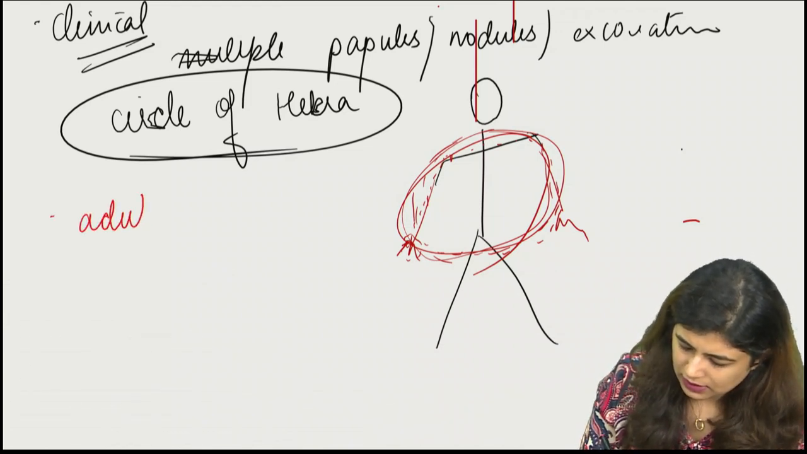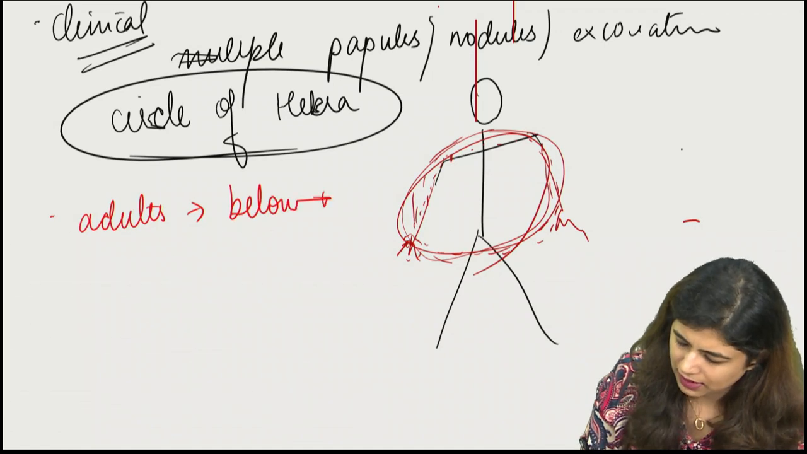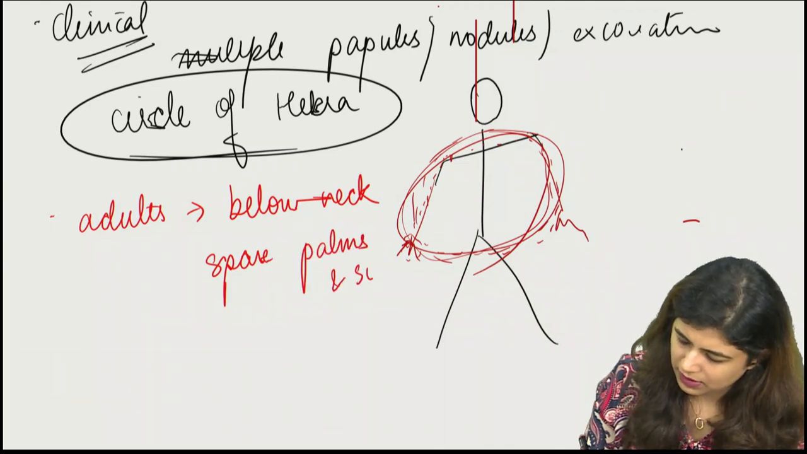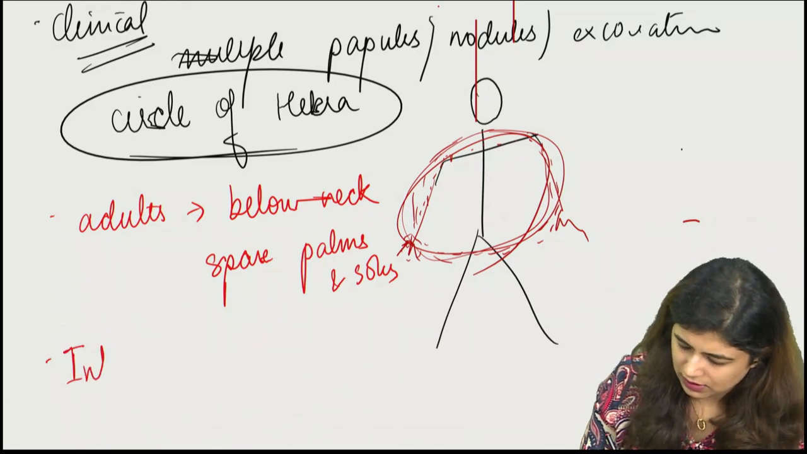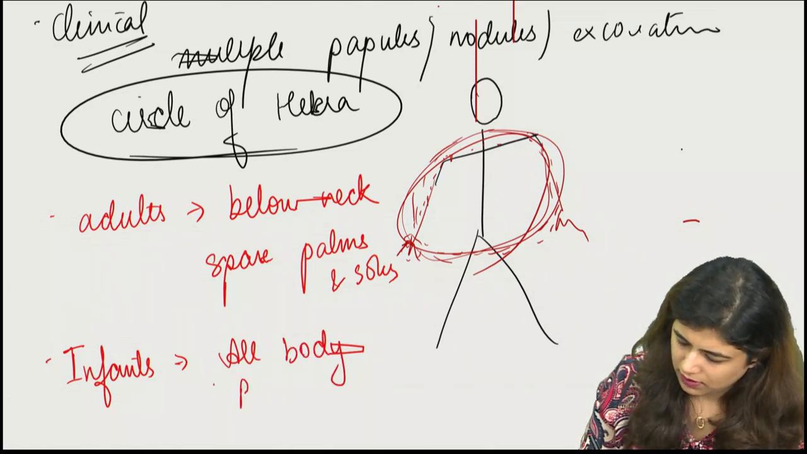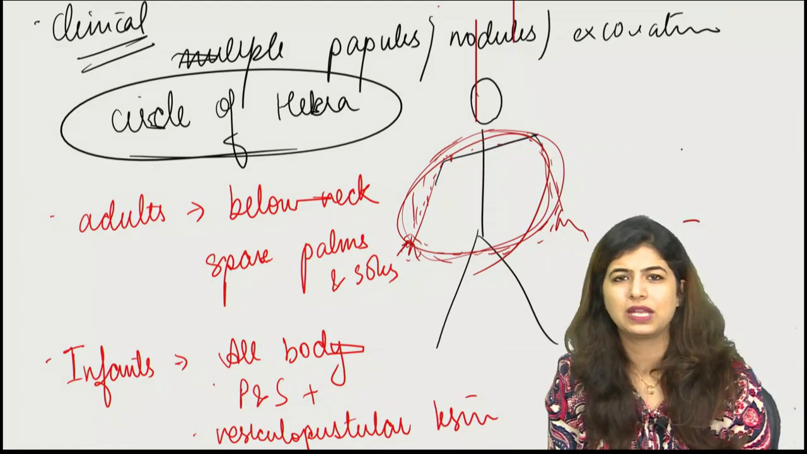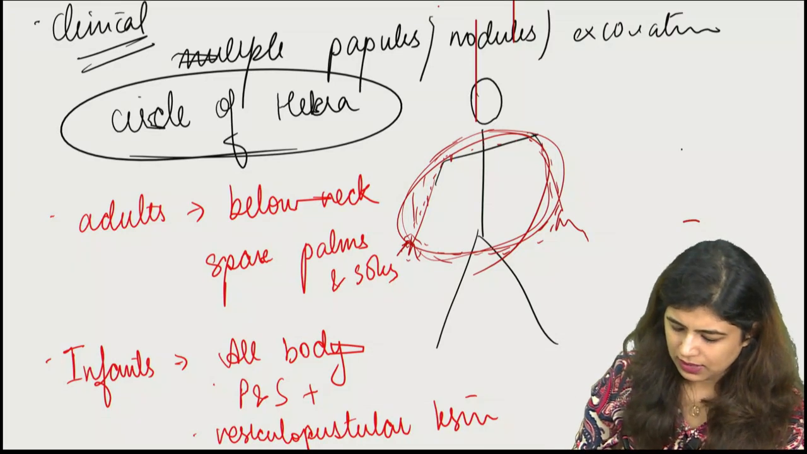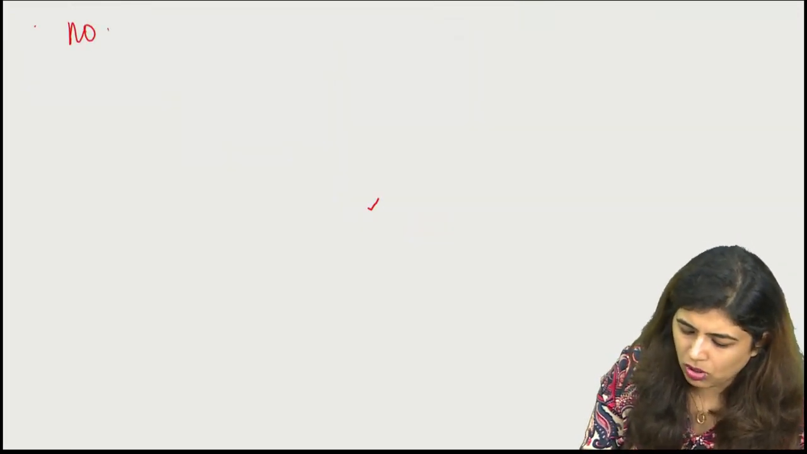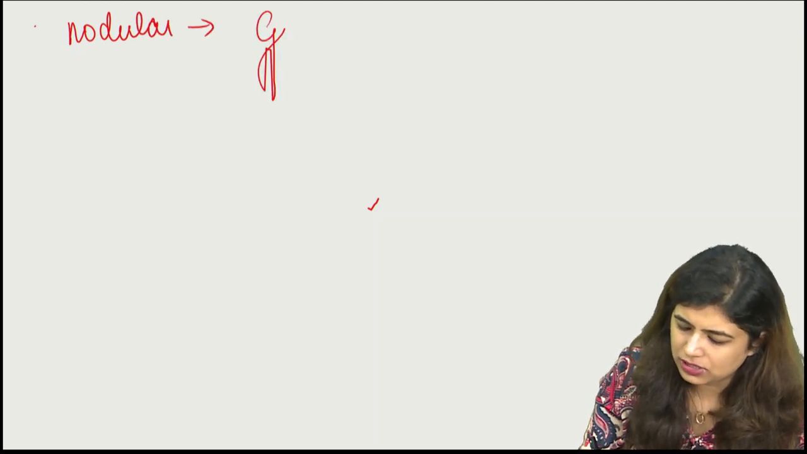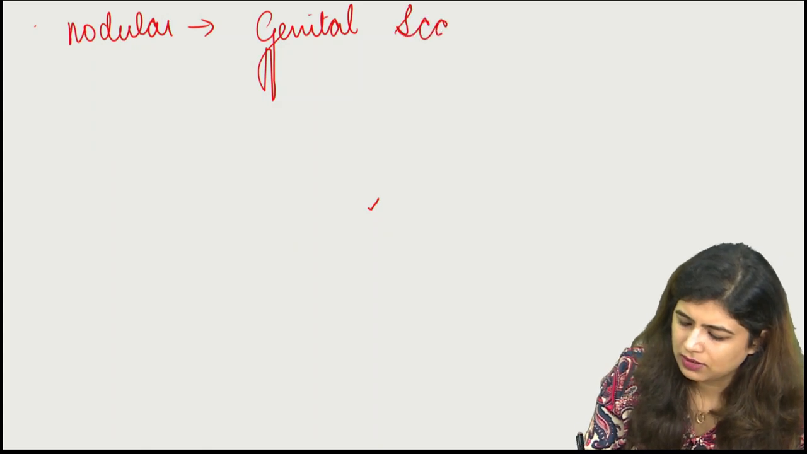In adults, the lesions are below the neck and spare palms and soles. However, in infants, you see all body involvement, palms and soles are involved, and you see multiple vesiculopustular lesions also in the baby. So this is essentially the difference between adult and infantile scabies. And when they talk about nodular scabies, you need to know that nodular lesions are generally seen in genital scabies.